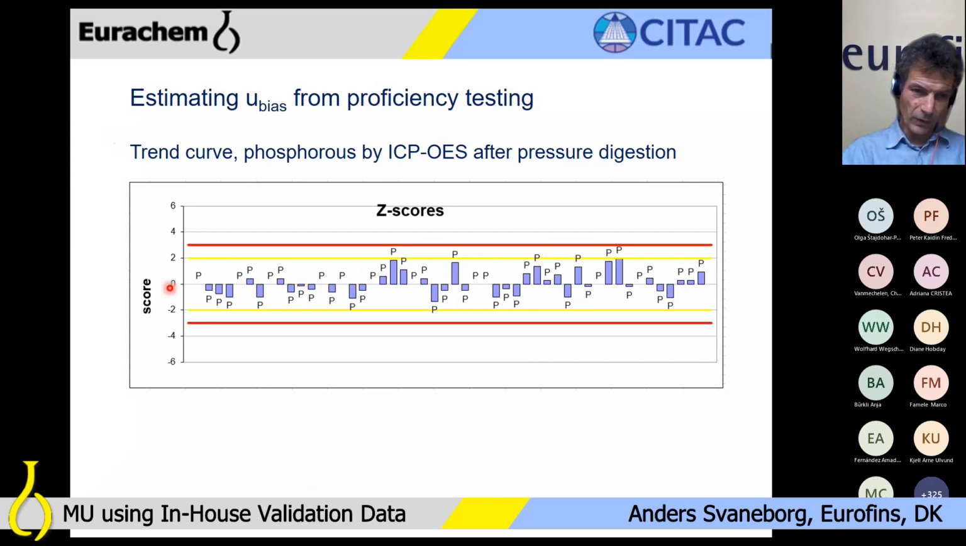Points above this zero line, we have positive z-scores, and the points below the zero line, we have negative z-scores. And as you can see here, we have a lot of negative and positive, and no systematic trend for this method. But we can use these data in the approach for calculating measurement uncertainty.